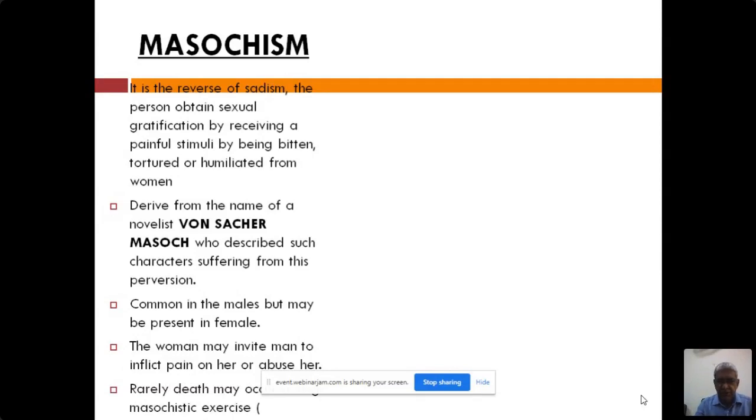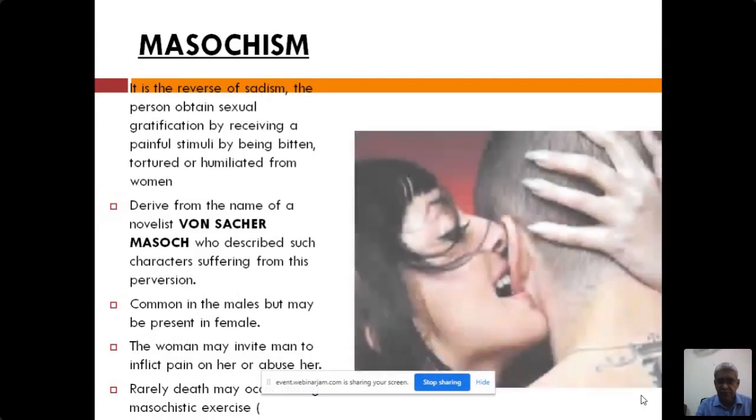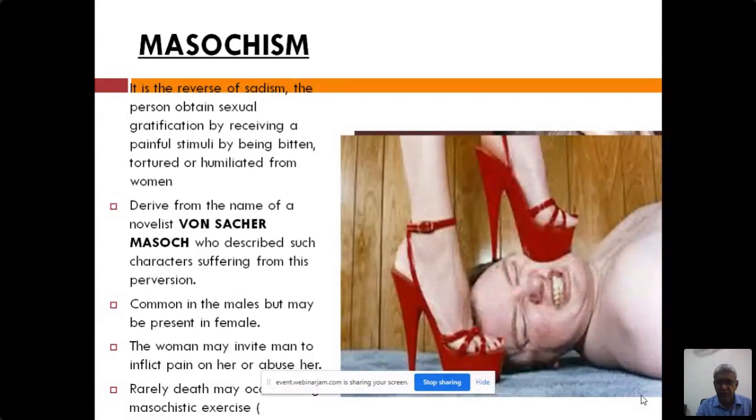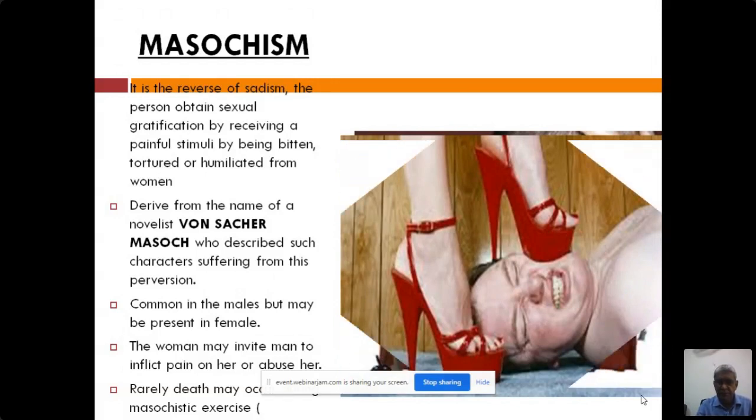Sometimes the death may occur as a result of the masochistic exercises or attitude. This is an example of gratification by the male partner from the female partner by receiving pain or injury. Another example of masochism is gratification being received by the male partner from the female partners.